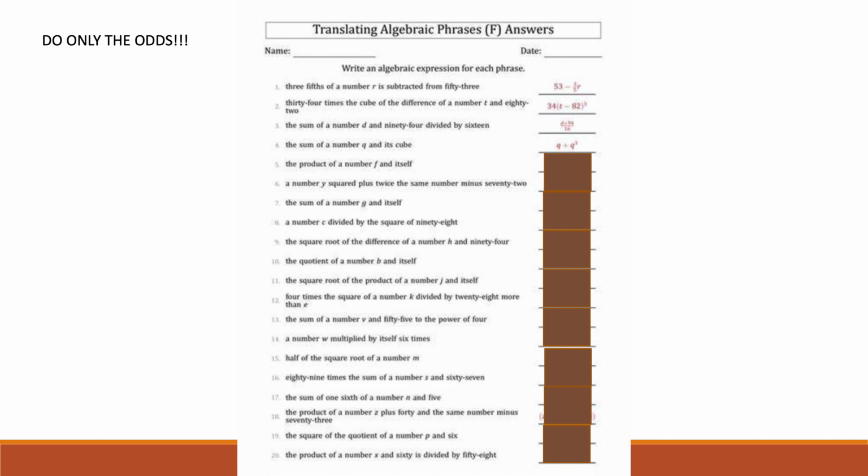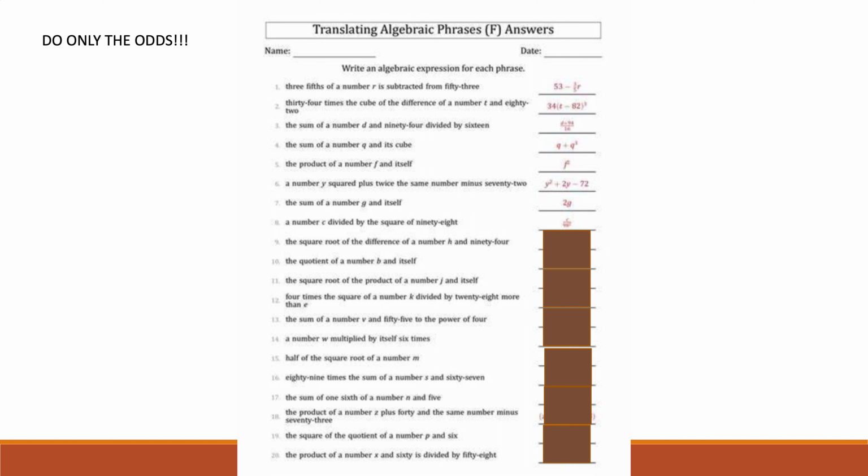The product of a number f and itself. Product means multiply, so the number f and itself is f times f, and we represent that as f squared. The sum of a number g and itself. Sum means add, so you get g plus g, but g plus g is better known as 2g. We'll talk a lot more about combining like terms in future chapters. If you wrote g plus g, that's good by me.